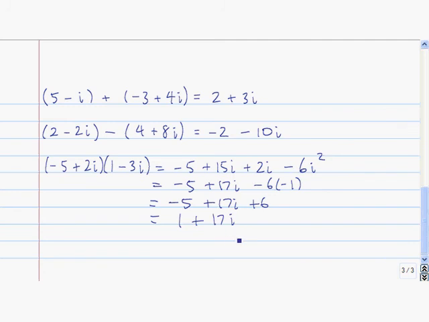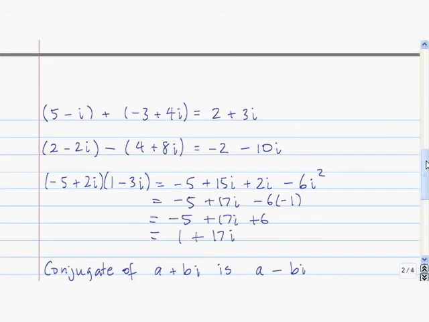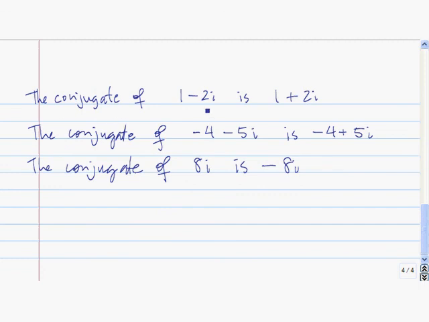Okay, in order to talk about division of complex numbers, I need to introduce a term called the conjugate of a complex number. To get the conjugate of a complex number, you simply change the sign of the imaginary part. So the conjugate of the complex number a plus bi is the complex number a minus bi. The real and imaginary parts stay the same, except that the imaginary part has a sign change. For example, the conjugate of 1 minus 2i is 1 plus 2i. The conjugate of negative 4 minus 5i is negative 4 plus 5i. And the conjugate of 8i is negative 8i.